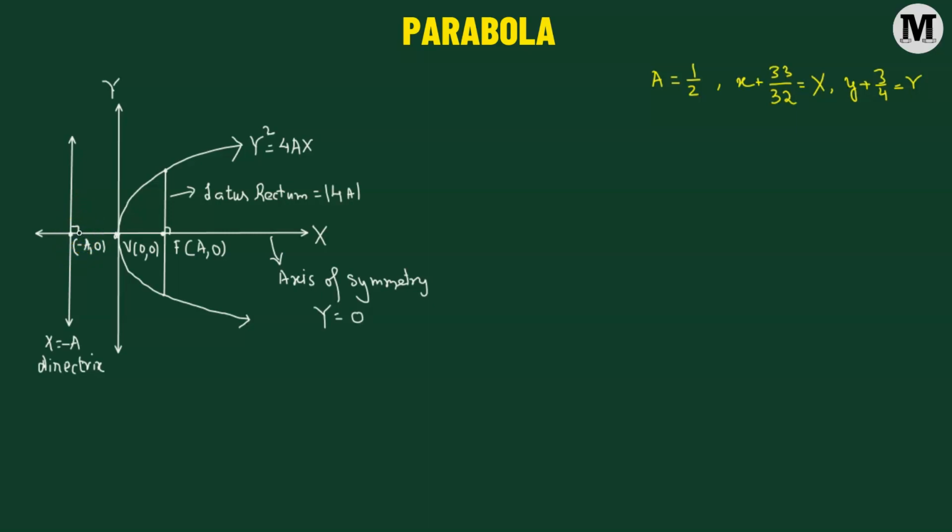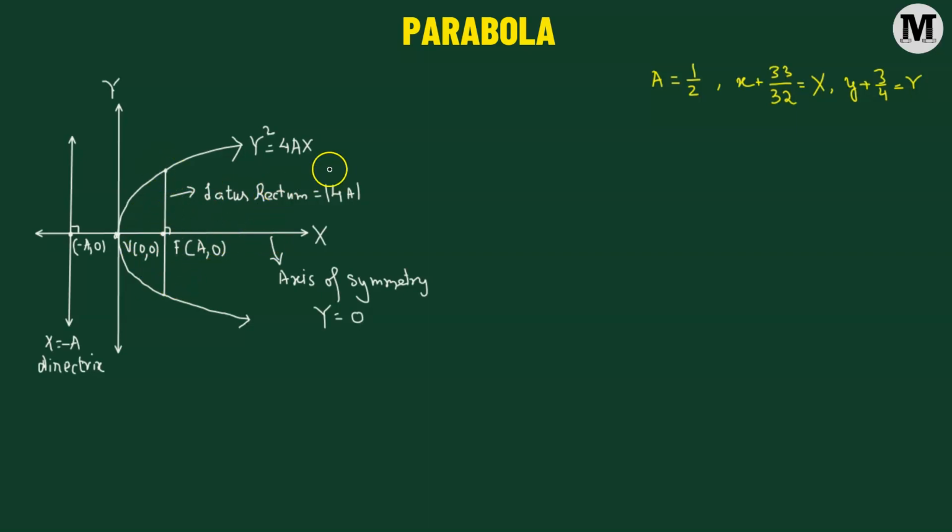And this line will be referred to as the directrix line, so its equation will be given by x equals negative a. Then we have the latus rectum, which is the straight line passing through the focus of the parabola and perpendicular to the axis of symmetry with its endpoints on the parabola.